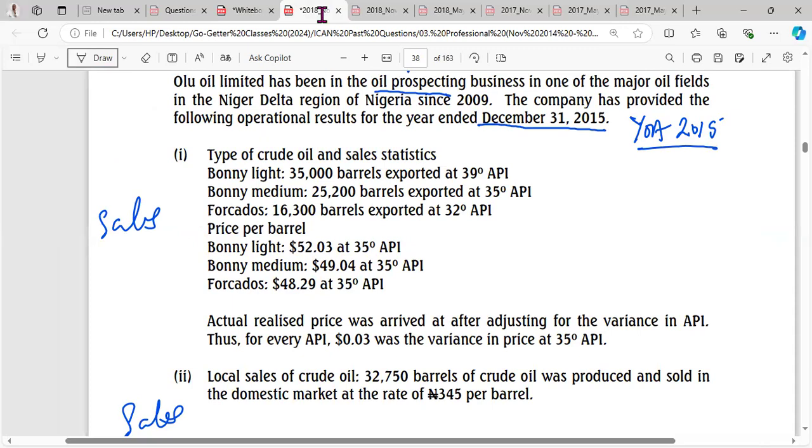Burning light, this is the number of barrels exported at 39-degree API. Then we have burning medium, exported at 35-degree API. Focados, exported at 32-degree API. Then we have the price per barrel. Burning lights, burning medium, and focados. So how do we do this?